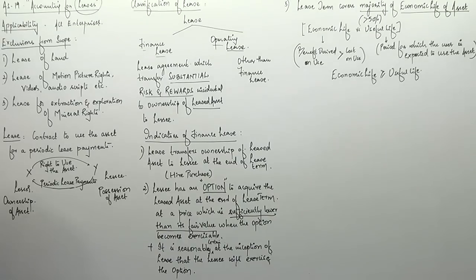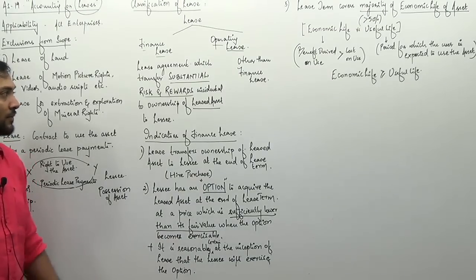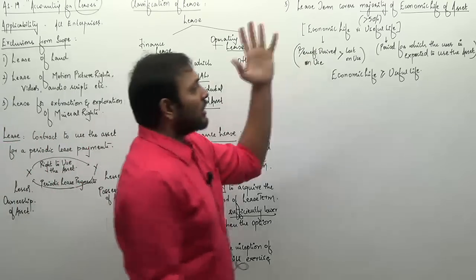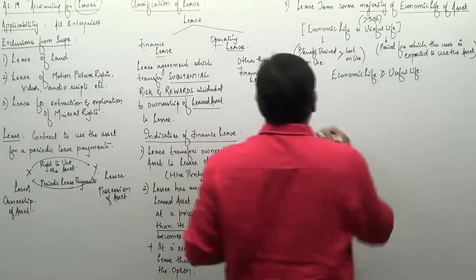Life of an asset can be expressed either in years, or in the number of hours in the case of a machine, or number of production units in the case of a machine. Your life can be expressed in any possible way. In the case of a car also, normally we can express it in the number of kilometers run as well. So the lease term covers the majority of the economic life, not the useful life. So more than 50% it should cover.